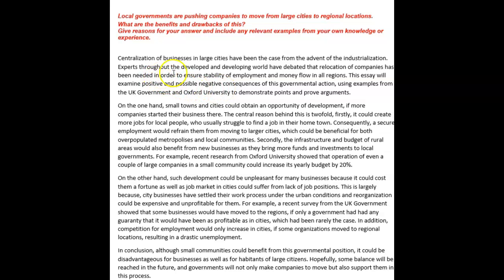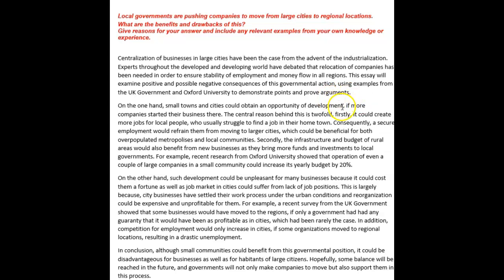So, relocation of companies mandated by the government has been needed. So something like that. Put the idea that this is the decision of government and not the individual companies, because then this makes sense, this governmental action. Okay, that was missing, and so it reduced the cohesive effect of this. Other than that, it's lovely. So let's move on. On the one hand, small towns and cities could obtain an opportunity of development. Okay, could obtain the opportunity to develop. Sounds better here. If more companies started their businesses there.